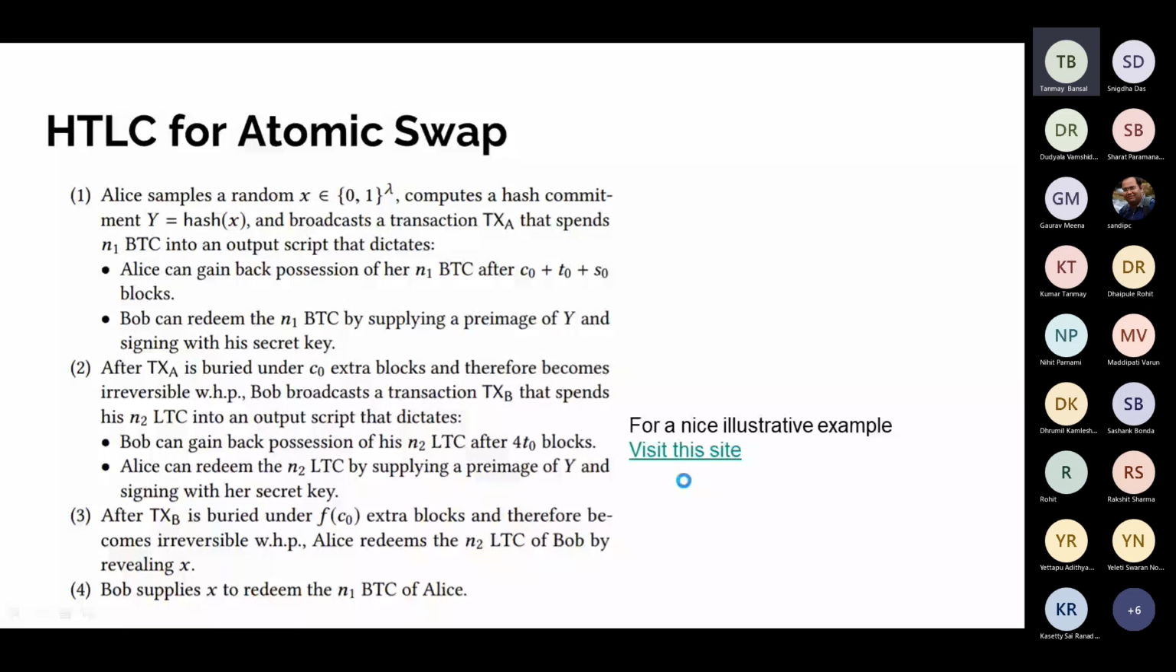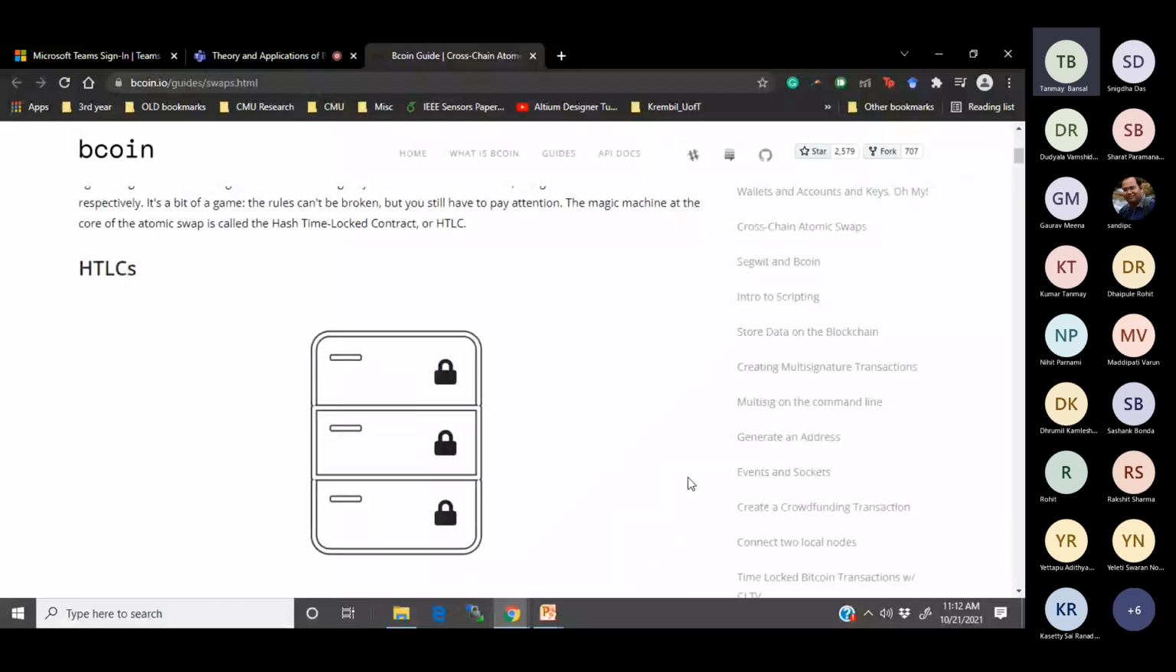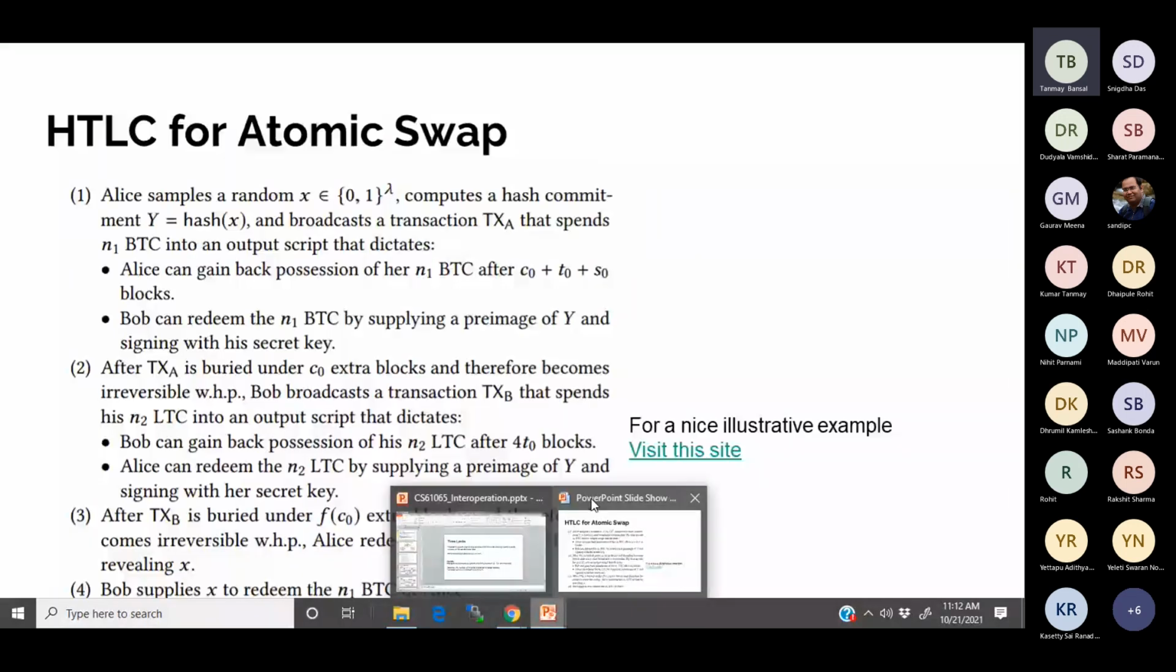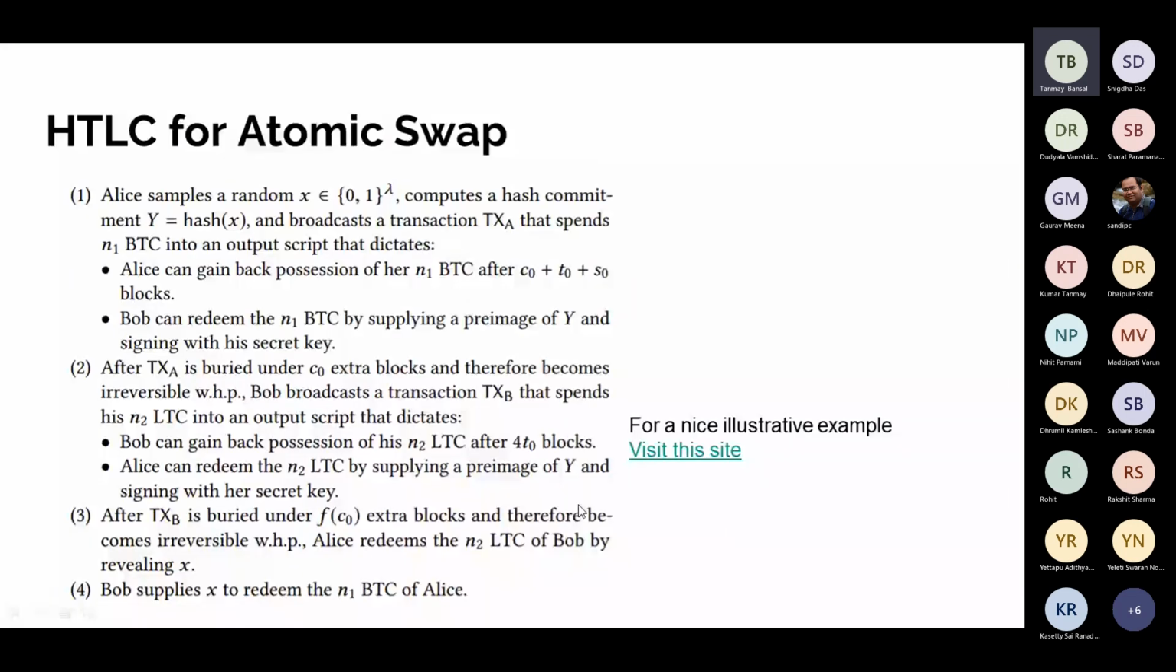Now, this is a site that you can take a look at, which gives a nice illustrative example, and tells you a little bit more in detail exactly the same points that we just mentioned. It gives a nice analogy, like creating a mailbox, with respect to ensuring that through this hash one can lock these two in both ways, and then once the key is revealed, both the parties can claim.